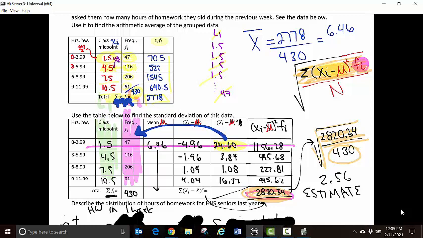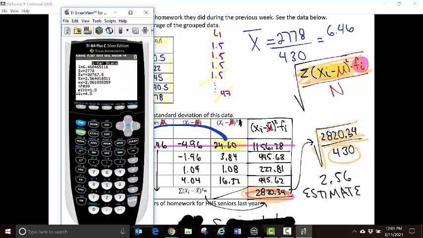I don't know that it's exactly 2.56 because I didn't have all the raw data, right? I let all 47 kids have a value of 1.5, but it's a decent estimate. And then again, once you can do this, here it is in your calculator. Population standard deviation 2.56.